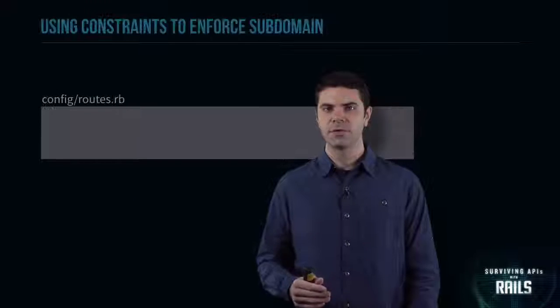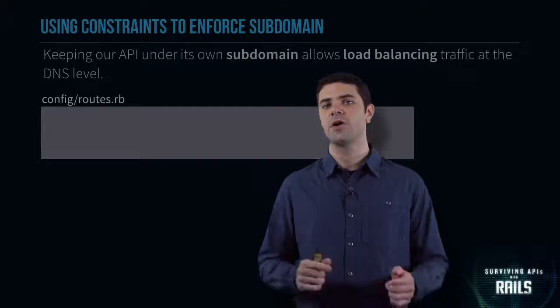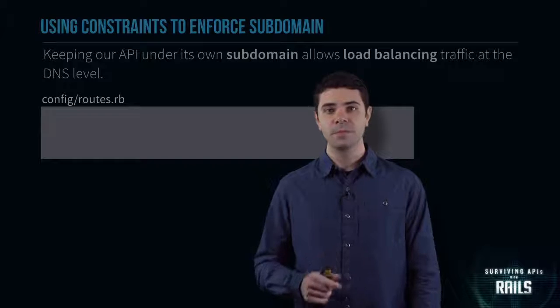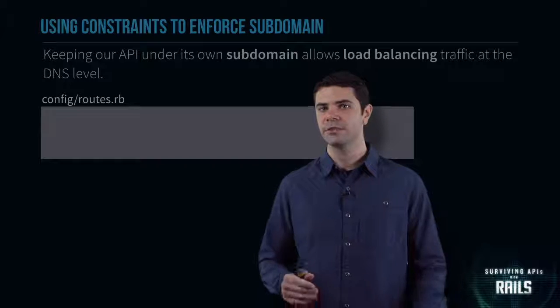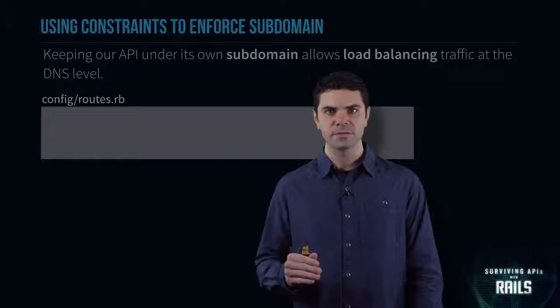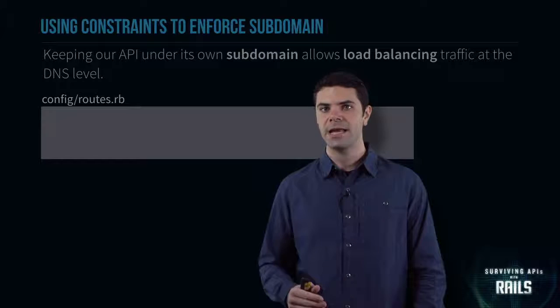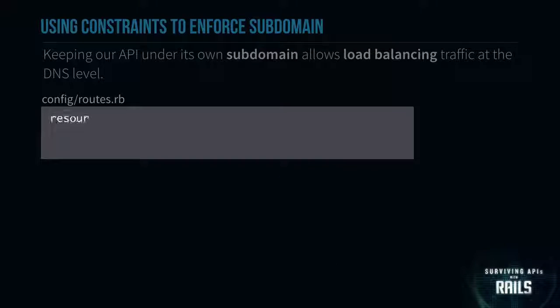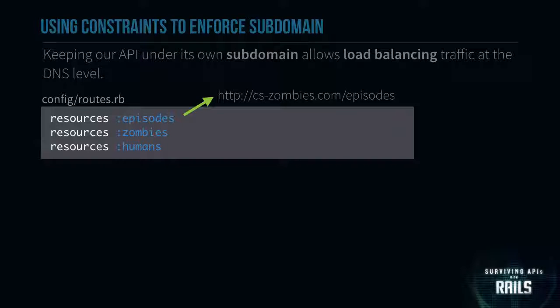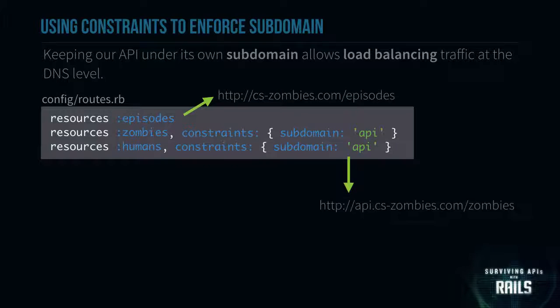You might have seen before APIs that reside on their own subdomain, and this is smart because it allows us to load balance traffic at the DNS level, which is way faster than doing it at the application level. Here in our routes file, we can see we have the episodes resources, which can be accessed through the top level domain. We also have the zombies and humans resources, which can only be accessed through the API subdomain.